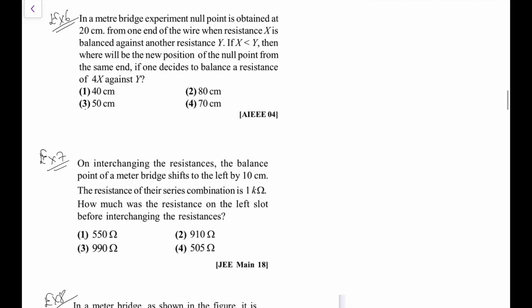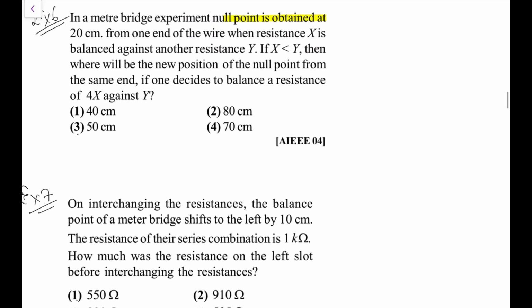Now coming to the meter bridge. In a meter bridge, null point is obtained at 20 cm from one end of the wire when resistance X is balanced against another Y. If X is less than Y, that means you can directly make it out X by Y is 20 by 80 or 1 by 4.